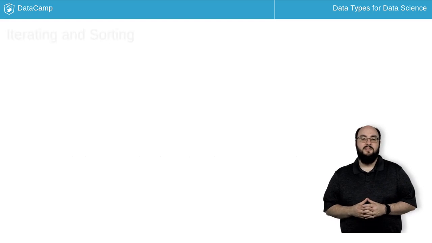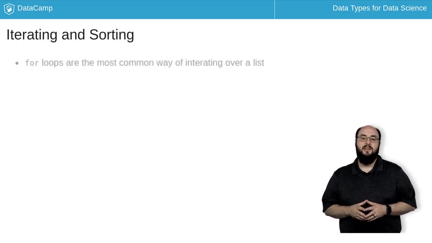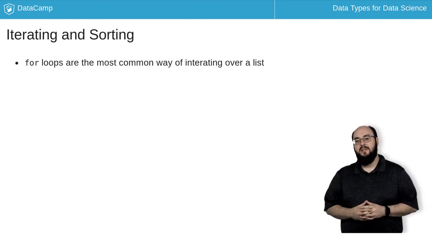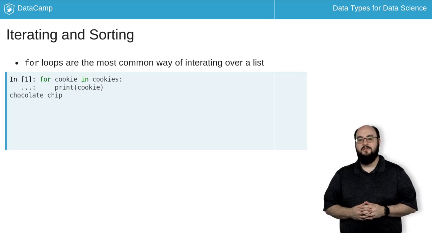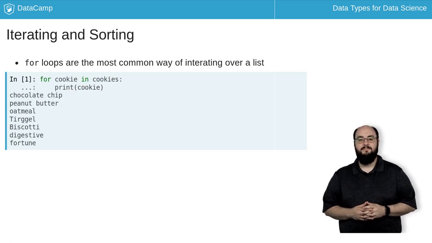Often when working with lists, we want to work on that list one element at a time. We can do that by iterating over the list using a for loop. Here I want to print each cookie I've eaten this week. So I loop over each cookie in the cookies list and print it.